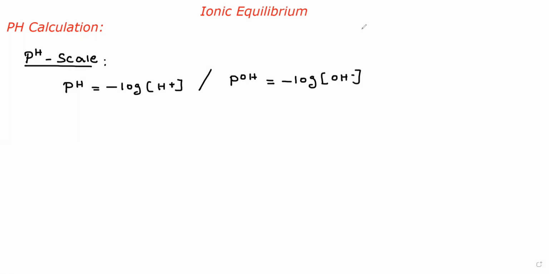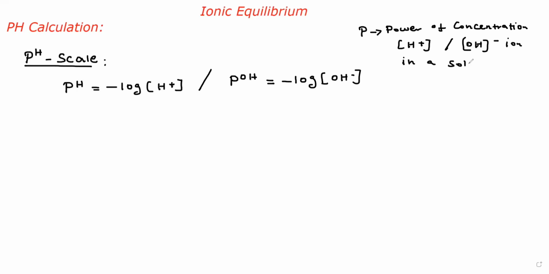What does p mean? The power of the concentration of the ion. Please note, the power of the concentration of H plus and OH minus ions in a solution. H plus ion is acid, OH minus ion is base.